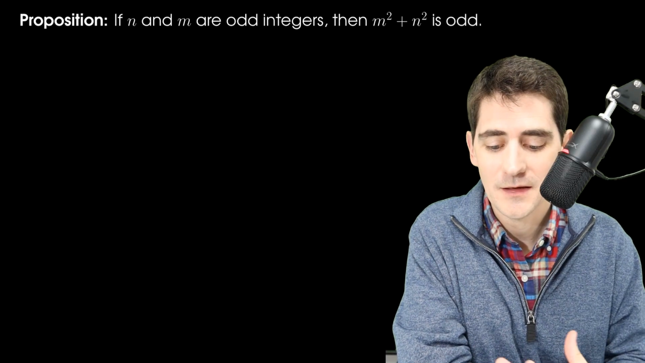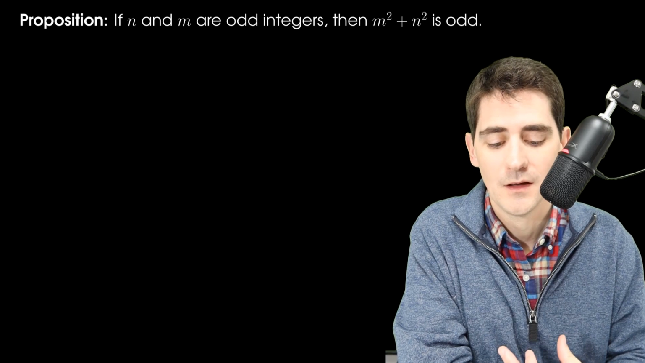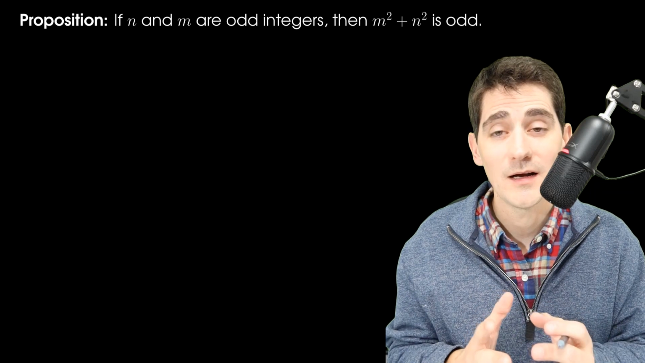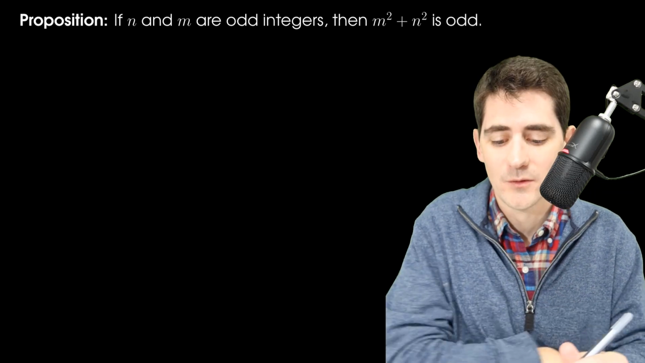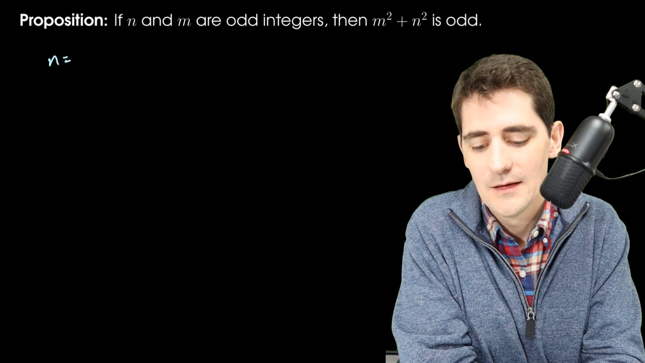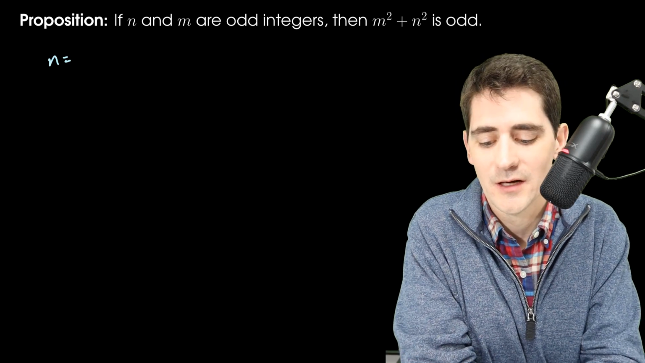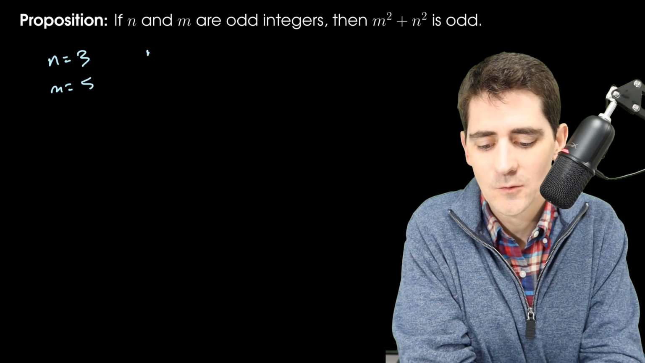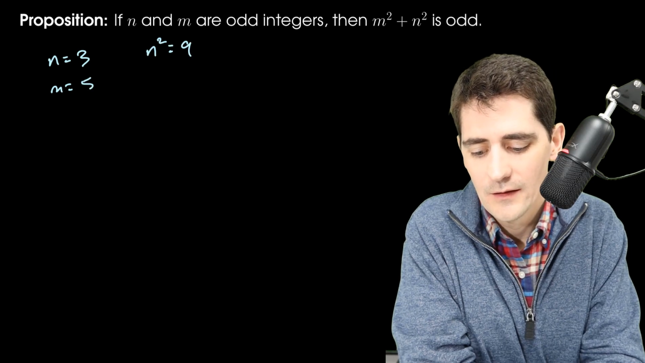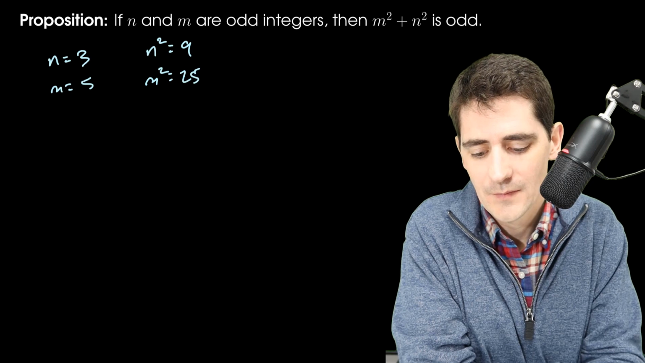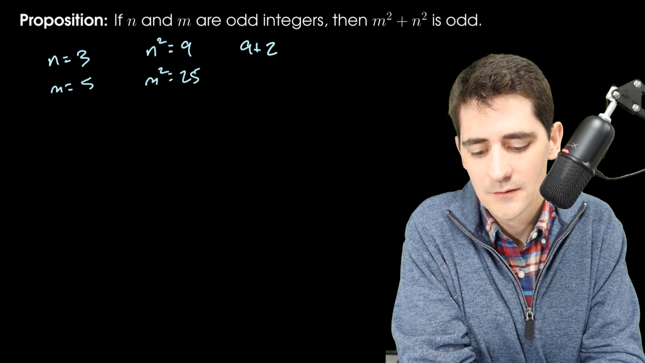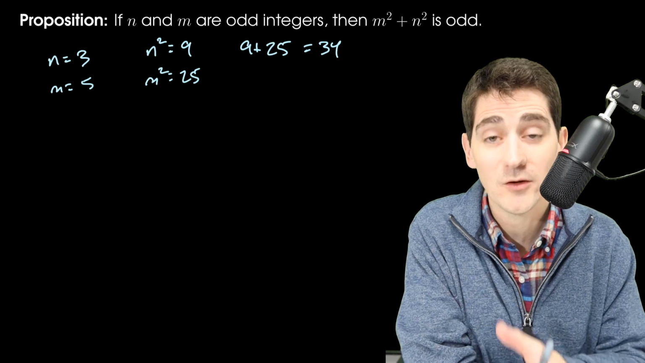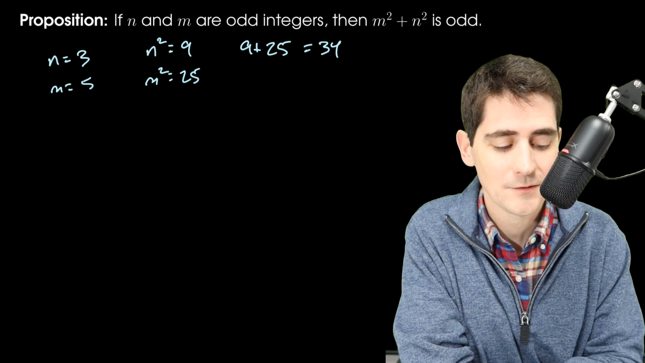Okay, this time we say if n and m are both odd integers, then m squared plus n squared is odd. Now, it's always good practice to try to test this before we start proving. So let's try it. Let's say n is, let's get an odd integer. How about 3? And how about m being 5? So if I square n and I square m, and then I add those together, I actually don't get an odd integer. So I don't believe this proposition is true, actually.